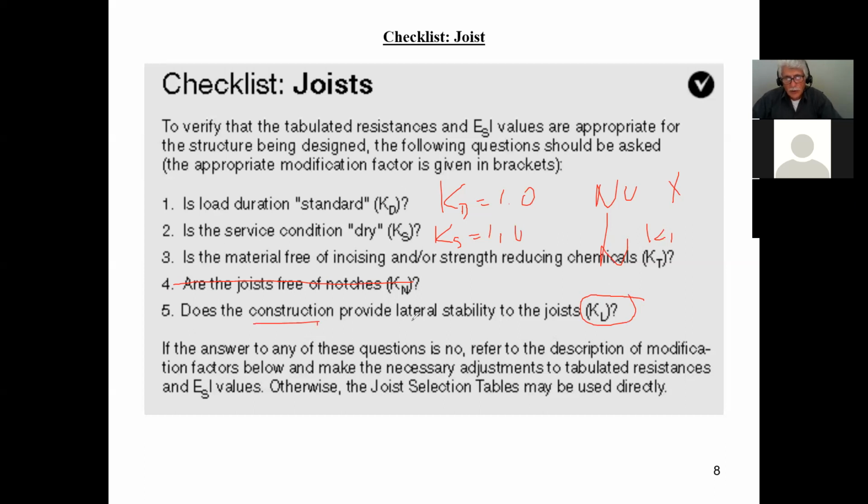And of course, does the construction provide lateral stability? In other words, here's my joist, here's my sheeting going across it. Because it's being nailed here, the joist will not be able to move out of place, and therefore the joist has this lateral stability, okay? That's what they're saying. It's similar to that LU that we did in steel, okay?